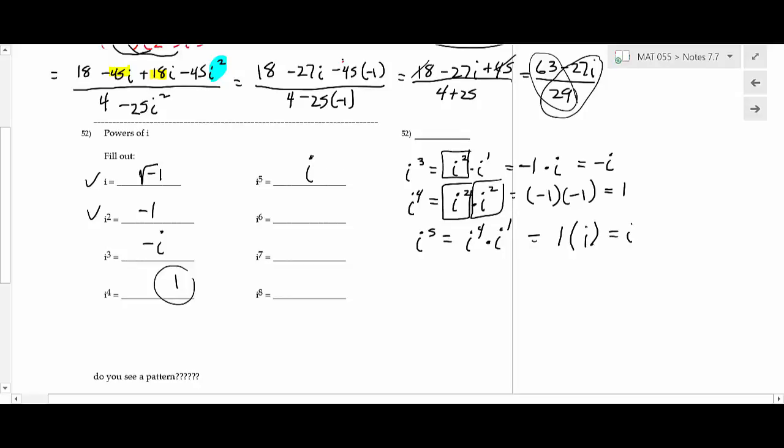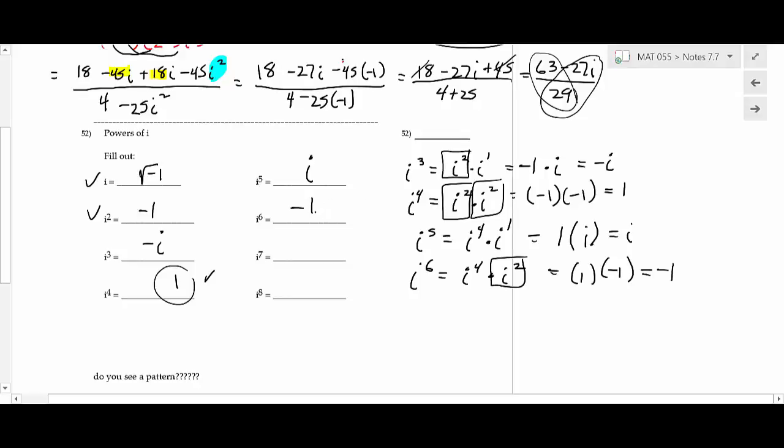I'm going to keep going, and you're going to start seeing a pattern. Now I'm going to do i to the sixth. I'm going to break it up again into i to the fourth, because i to the fourth is 1, and 1 is an easy number to calculate with. 4 plus 2 is 6. What did we find i to the fourth to be? 1. And what do we know i squared is? Negative 1. So 1 times negative 1 is negative 1.